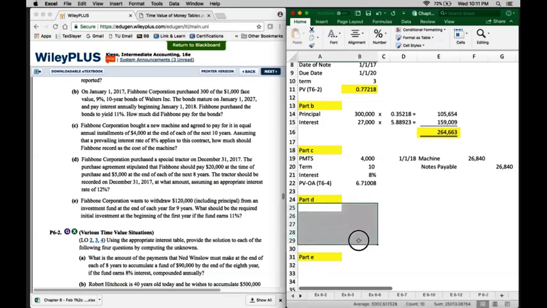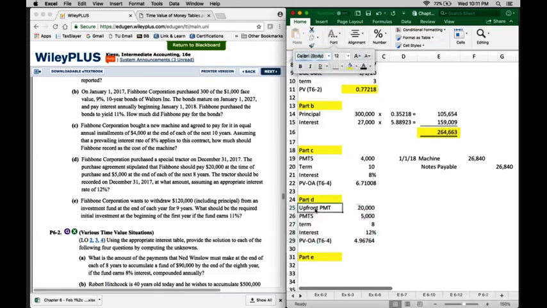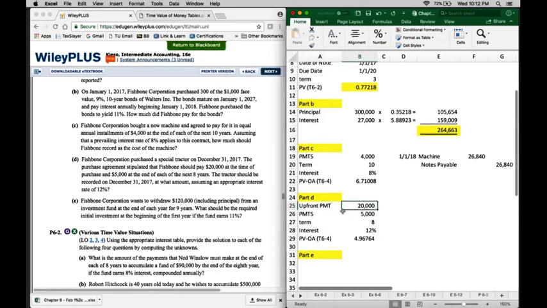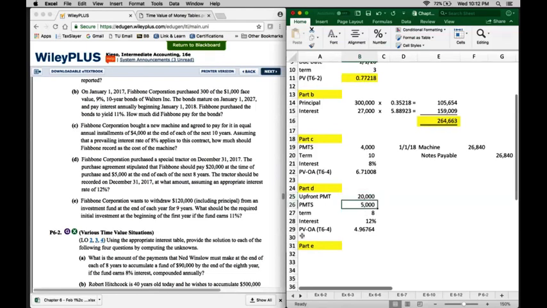With a slight difference, I'm going to go ahead and show you all the numbers up front and explain this to you. I have one upfront payment of $20,000, and then I have annual payments of $5,000 at the end of each of the next 8 years. The prevailing interest rate they've told me is 12%, so I look up the present value factor.